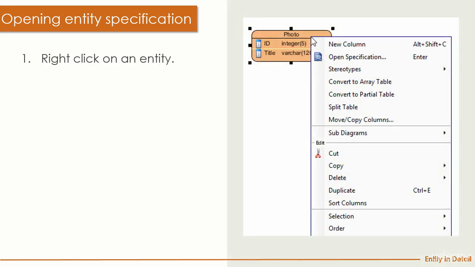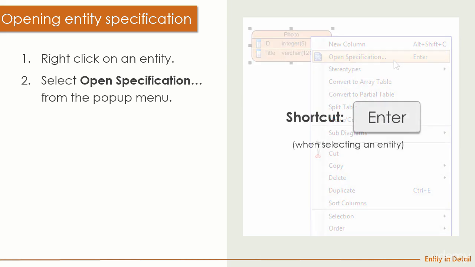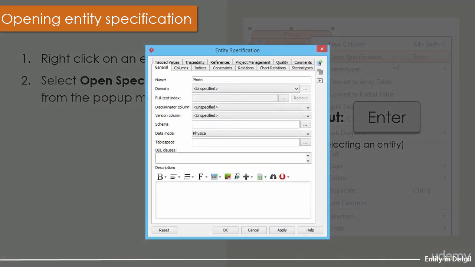So how to open the specification dialog box? It is very easy. You just right click on the entity and then select the Open Specification menu item in the pop-up menu. Or there's another shortcut. When you select the entity, you can just hit the Enter key. Then you will see the specification dialog box like this for the entity. Let's walk through some important properties in the specification dialog box.